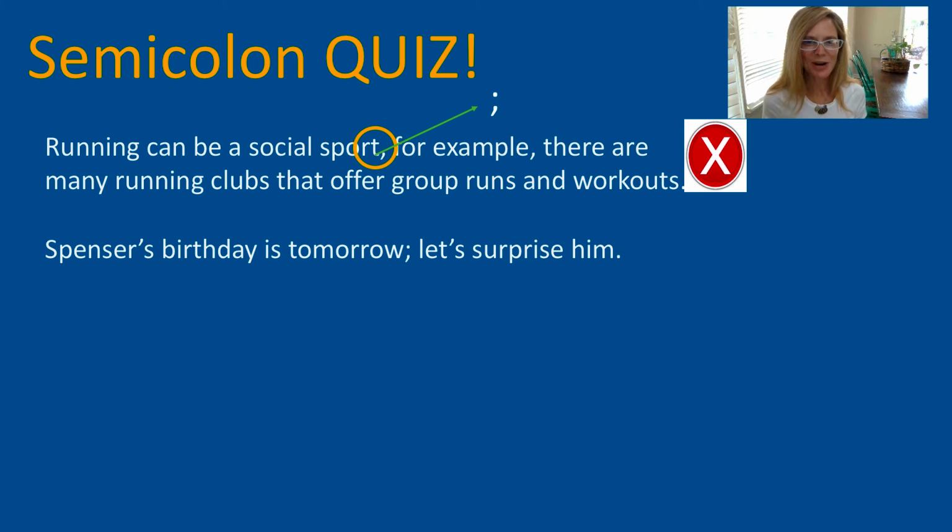Spencer's birthday is tomorrow. Let's surprise him. Correct or incorrect? You did it. It's correct. Spencer's birthday is tomorrow, semicolon, let's surprise him. They're both closely related and they're both complete sentences and you joined them with a semicolon. Excellent. Another one.